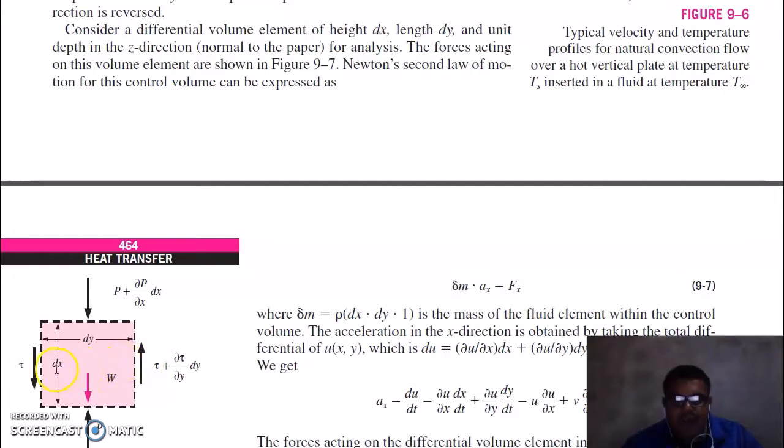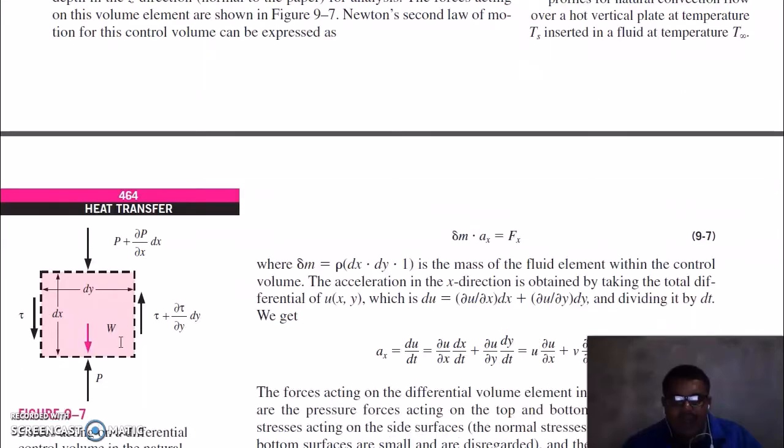Consider a differential volume element of height dx and length dy and unit depth in the z direction, which is normal to the paper, for analysis. The forces acting on this element are shown in the figure. By Newton's second law of motion, the mass of this element times the acceleration of this element is equal to the force on this element. Now this element is accelerating in the x direction, so the force will be in the x direction. The mass of this element is dx times dy times 1 unit, times density.